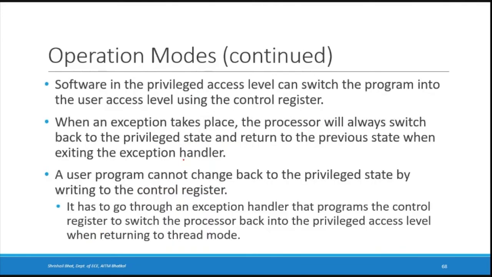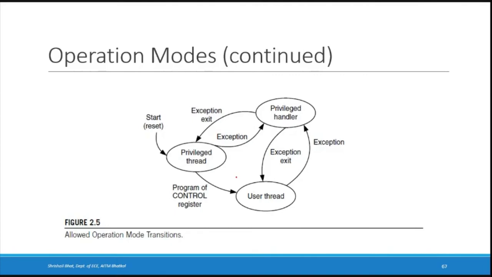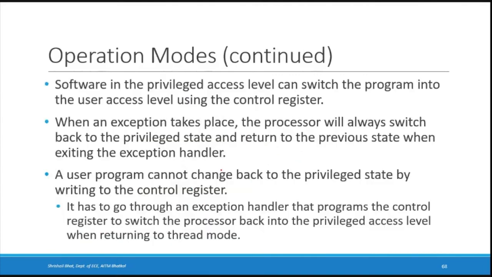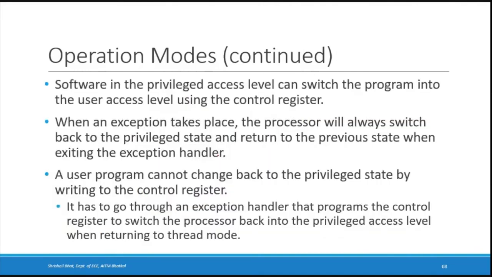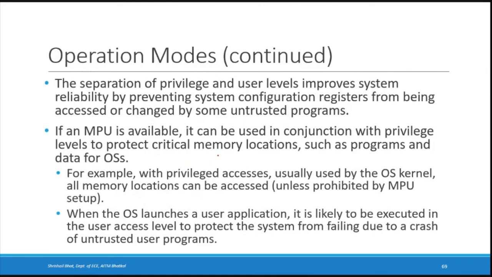So a user program cannot change back to the privileged state by writing to the control register. That's what I said: from user state, you cannot go back to privileged state by changing the control bit. It has to go through an exception handler that programs the control register to switch the processor back into the privileged access level when returning to thread. So just cause an exception, and from there it moves to privileged thread. That's the procedure.